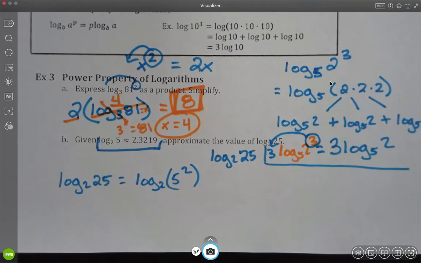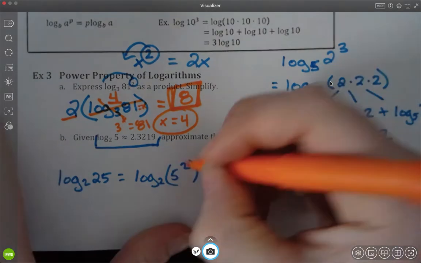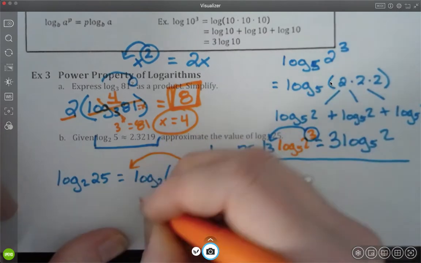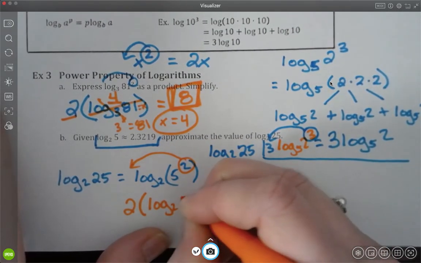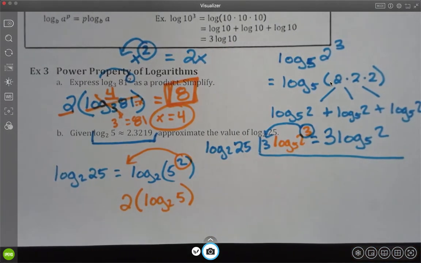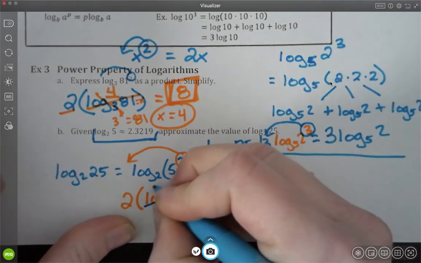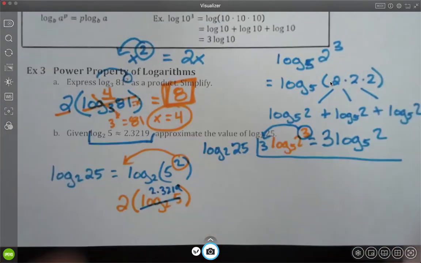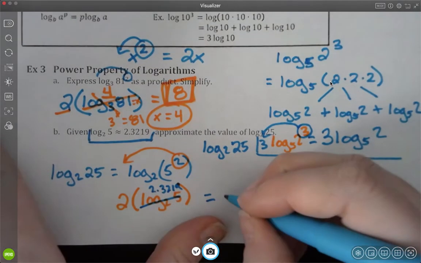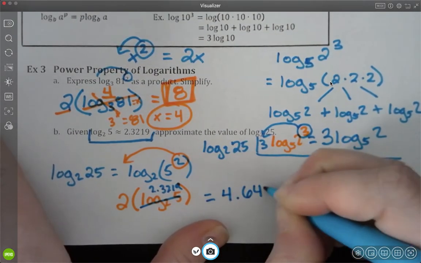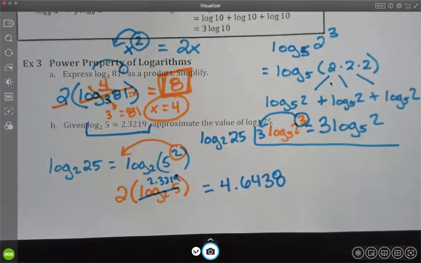Plop him down in front, right? This 2 can come down in front. So now it's 2 basically times log base 2 of 5, right? But do I know what log base 2 of 5 is? Yes, that decimal, 2.3219, and what do I do with that? Times 2, and that will give me my answer, 4.6438. Does that make sense? Yes. That's how I do it, right?